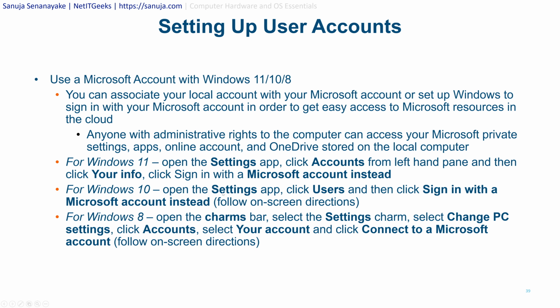For Windows 10, open the Settings app, click Users, and then click Sign in with Microsoft account instead, and then follow the directions on the screen, and that will link your local account to your Windows 10 account. For Windows 8, open the Charms bar, select the settings charm, select change PC settings, click accounts, select your account, and then click connect to Microsoft account, and then follow the instructions on the screen, and that will connect your local account to the Microsoft account.